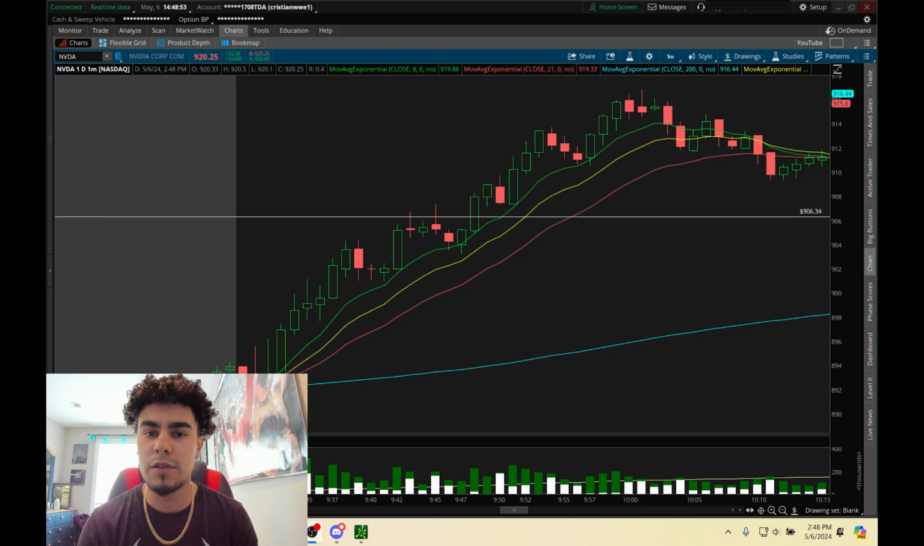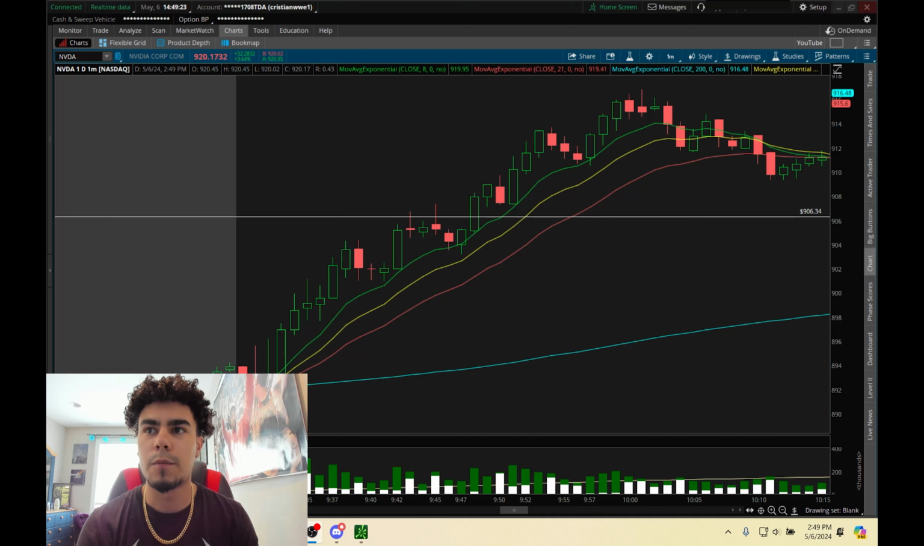Basically, the difference between the two: an SMA shows you the average of the last X amount of candles. Let's say you have the 8 SMA, the 8 simple moving average. It's going to just show you the average of the last 8 candles, with every candle having an equal weight. But if you have the 8 EMA, it's going to show you the exponential moving average, so the most recent candles are going to have more weight in that calculation.